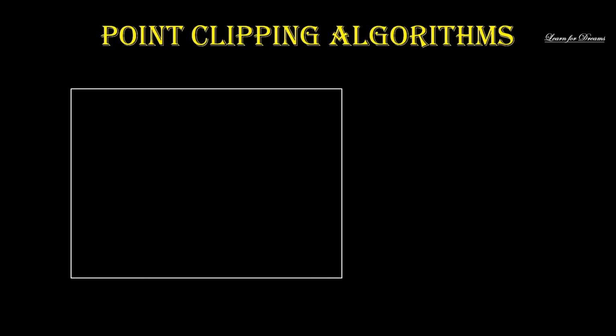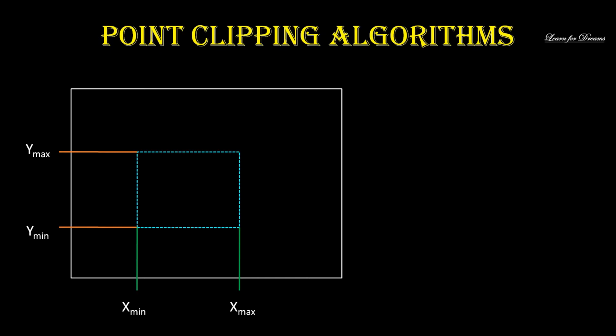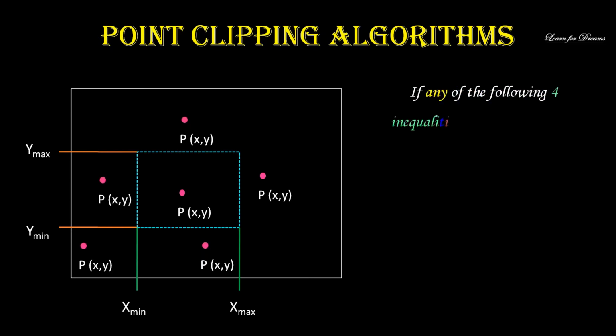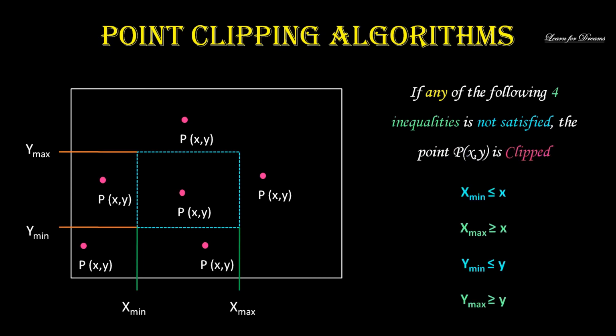This is an entire screen and this is a selected window. These are boundary limits x minimum, x maximum, y minimum and y maximum. These are the points at various locations. These are four inequalities. X minimum should be less than or equal to x, x maximum should be greater than or equal to x, y minimum should be less than or equal to y, and y maximum should be greater than or equal to y. If any of these four inequalities is not satisfied, the point P(x,y) is clipped. It means it will be invisible.